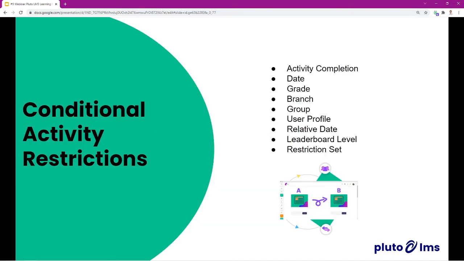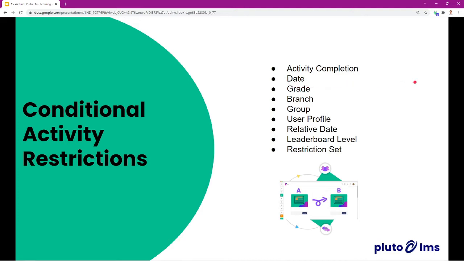So what happens within a course if you don't want all the course content to become available straight away? You do have the option to restrict activities by conditional restrictions. So we do have a whole host of them. I'm going to go through them rather quickly. The first one is activity completion. In other words, you're restricting an activity based on whether a previous activity has been completed or not.